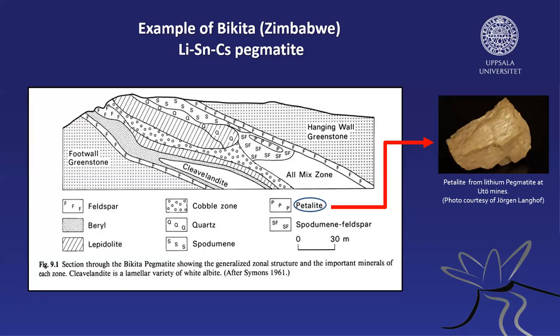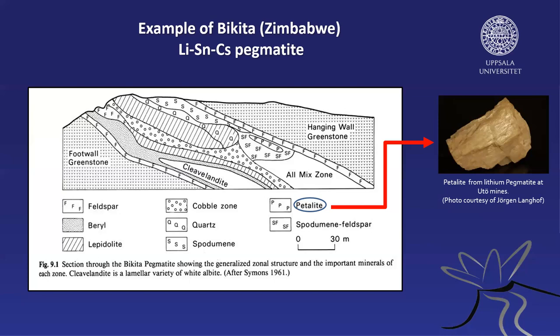Lepidolite is a mineral that belongs to the clay family, and it's a lithium bearing mineral. So that is really interesting if we want to mine to extract lithium. Then we have a zone here where we have quartz. Quartz is interesting if you want to make glass. And here our friend, the lithium pyroxene spodumene.